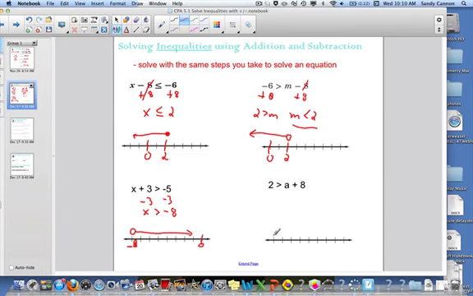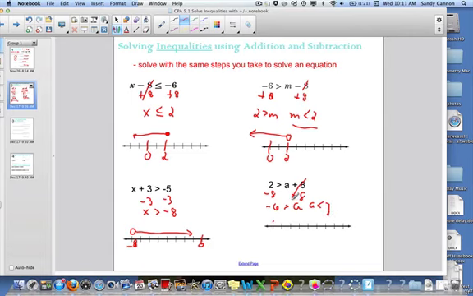So let's try one more like this. Again, I think I'm going to slide this up a little bit so I can put numbers underneath it. To solve for a, I'm going to subtract 8 from both sides, subtract 8, and subtract 8. So I end up with negative 6 is greater than a. Again, those canceled. So I need to turn this one around. I have a is less than negative 6.